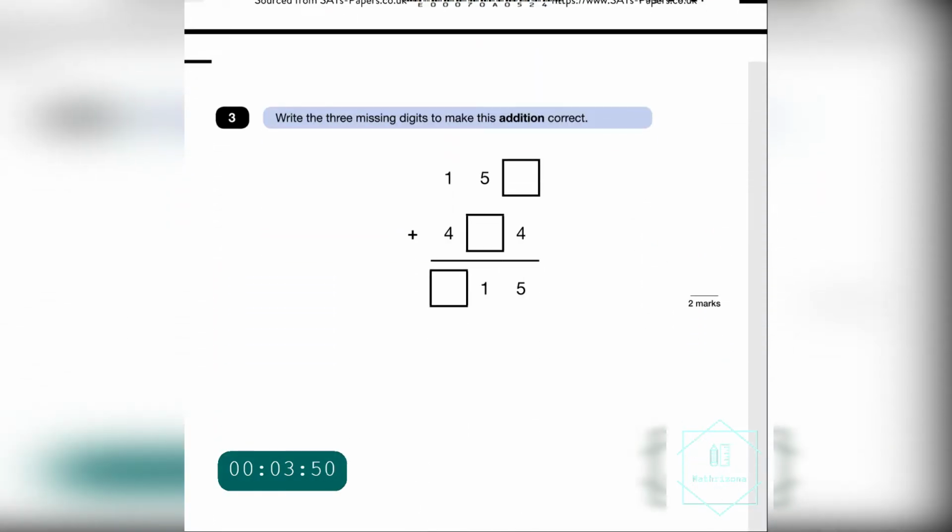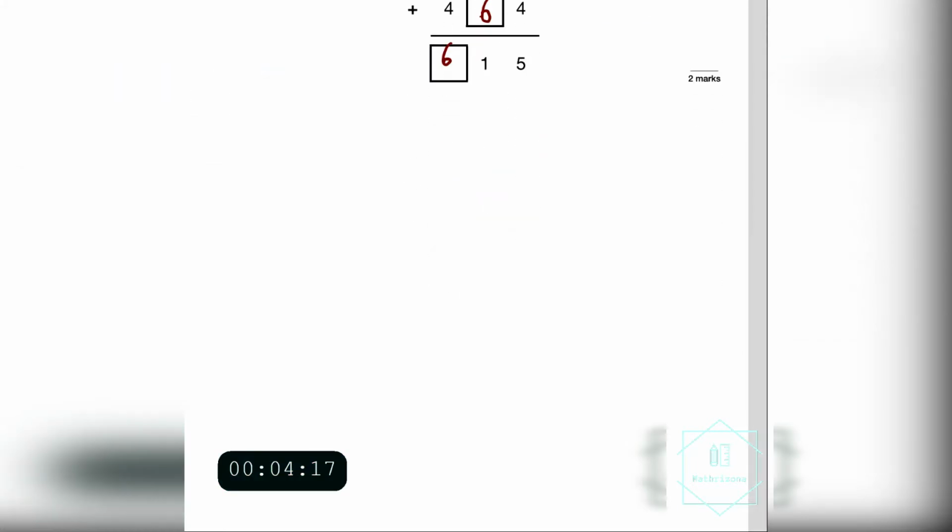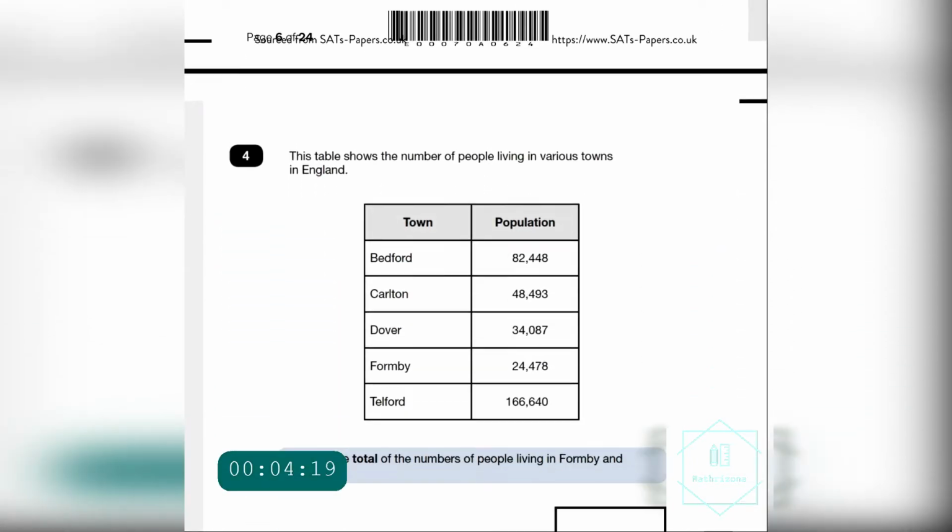Write the three missing digits to make this addition correct. If we do the reverse calculation, 5 minus 4 is 1. Now, the sum is 1, which means the sum will be 11, so 5 plus 6 is 11, and we carry forward. Then 4 plus 2 is 6. So these are our missing numbers. Okay, let's move to the next question.